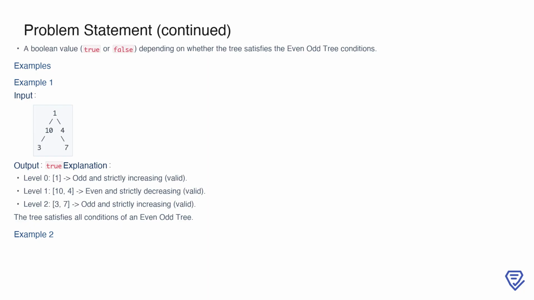Consider a binary tree with the structure shown. At level 0, we have the value 1, which is odd and satisfies the strictly increasing condition. At level 1, we see the values 10, 4, which are even and strictly decrease from left to right. Finally, at level 2, the values 3, 7 are odd and strictly increase. Since all levels meet the stated conditions, the output for this tree is true. This example demonstrates a valid even-odd tree.